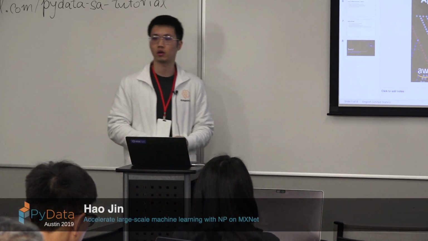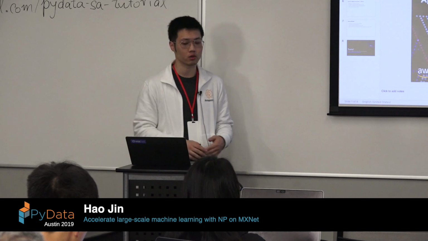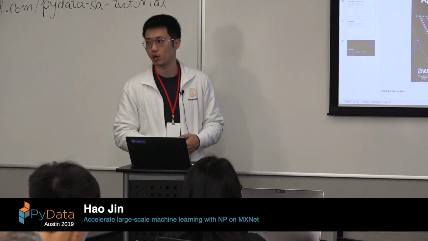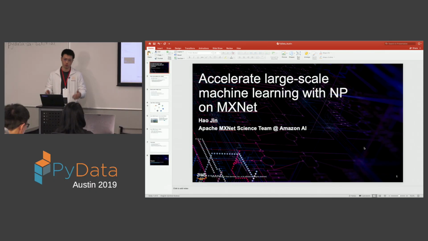My name is Hao, and I work for the Apache MXNet science team at Amazon AI, which is part of AWS. So today I'm going to introduce a new package that we're developing, under development, to accelerate your large-scale machine learning applications. It's called NP on MXNet.